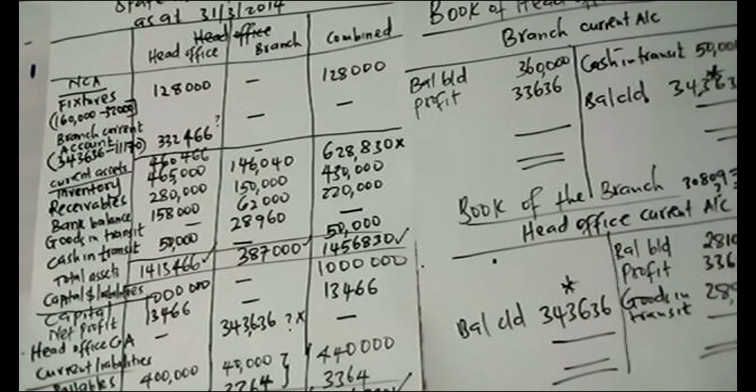This standard has provided us with two methods for translation of operations of a foreign branch: the presentation currency method and the functional currency method. The presentation currency method is suitable for translating operations of autonomous entities, that is, independent entities. The functional currency method is suitable for translating non-autonomous entities, which we say are dependent entities.